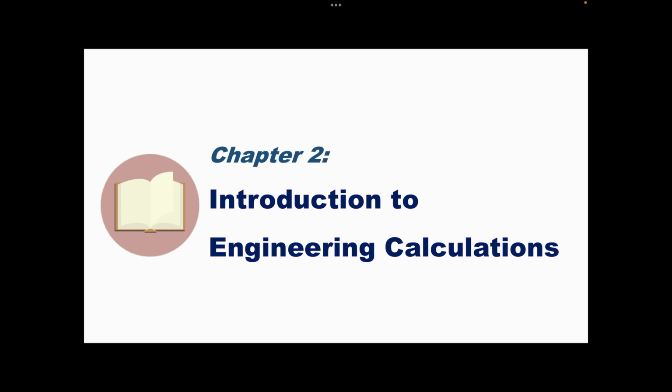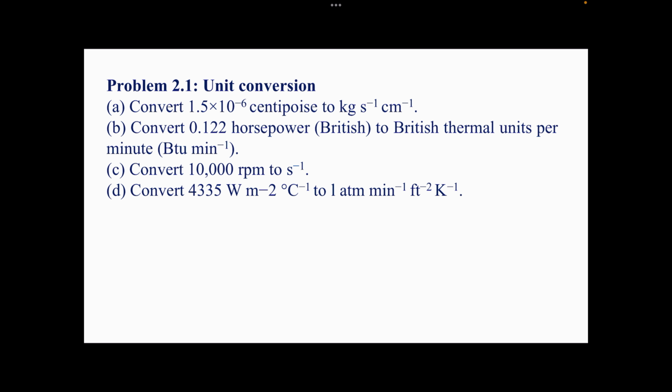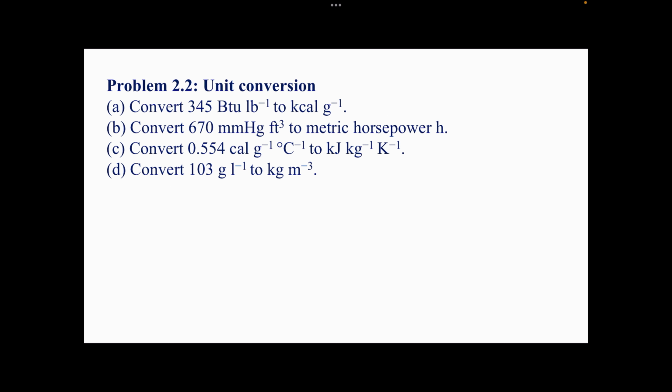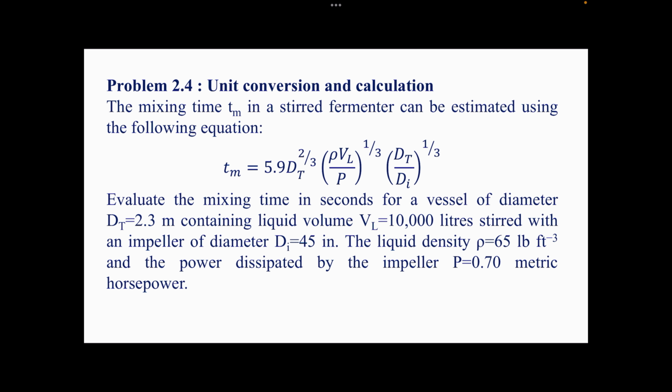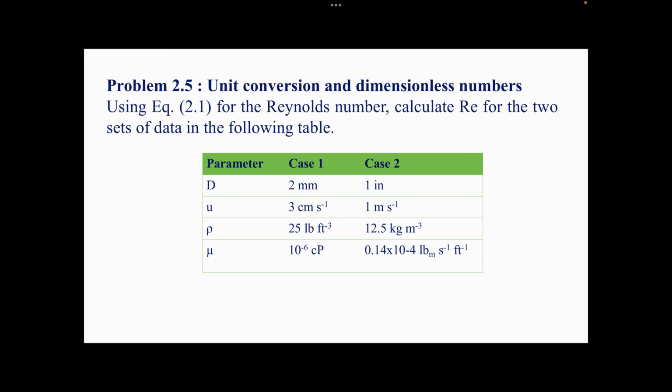In the previous videos, I have given explanations for solved examples available in the book, and also I have solved 5 unsolved problems available at the end of the chapter, that is 2.1, 2.2 and 2.3. These problems involved unit conversion, and problem 2.4 had unit conversion as well as time calculation, and in the fifth problem we solved Reynolds number in 2 different cases. Today let us proceed and solve a few more problems.